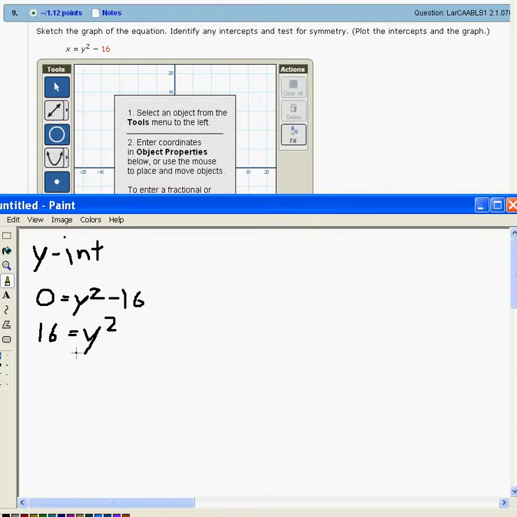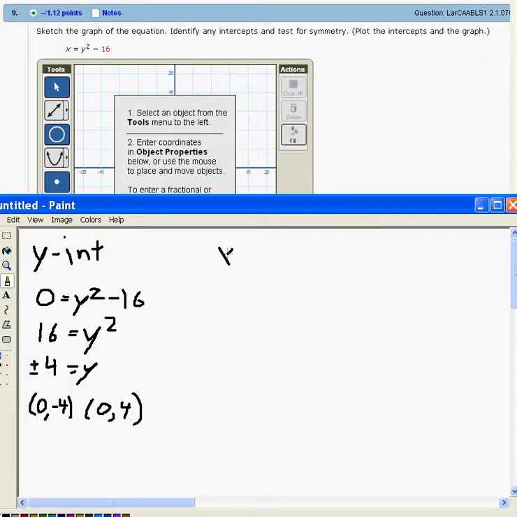Now I have to take the square root. Of course, the square root of 16 is 4. Because it's a square, that means y can either equal plus or minus 4. That means I have two y-intercepts. One is (0, -4). One is (0, 4).